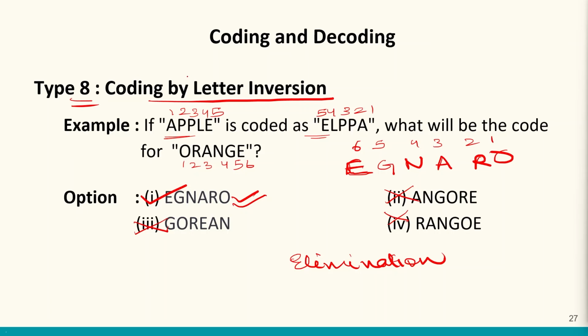So this was the eighth type, by letter inversion. Today we studied all the types: coding by letters, coding by numbers, coding by mixed letter numbers. Then we studied coding by pattern formation, coding by letter inversion. Then we studied coding in sentences and also by substitution. All these are the types of questions that can come from coding and decoding.